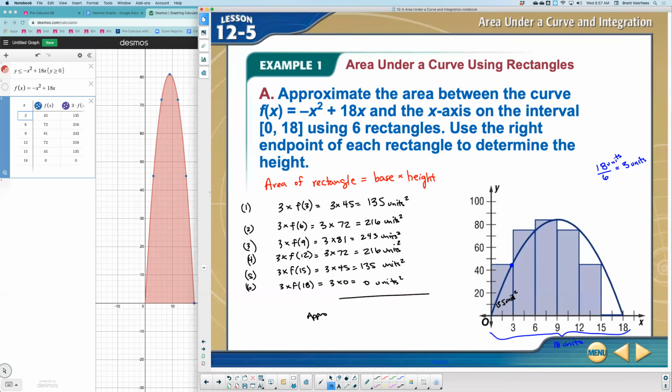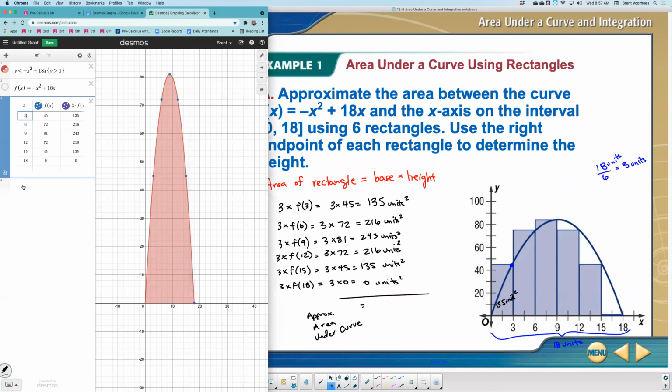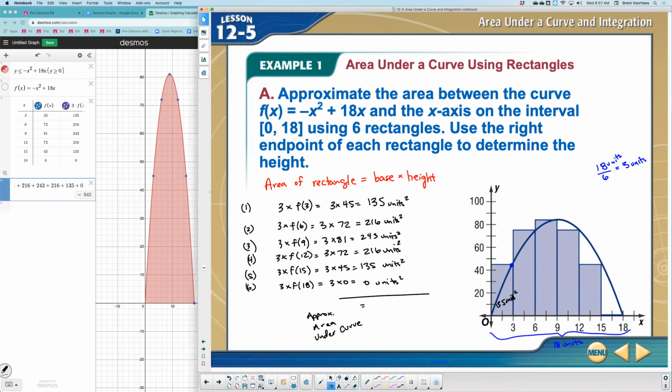Approximate area under curve would equal the sum of these numbers, which let's just type these in real quick to make sure we don't make a silly mistake. 135 plus 216 plus 243 plus 216 plus 135, and for good measure you can do plus 0, but that won't change it. The answer is 945 units squared.